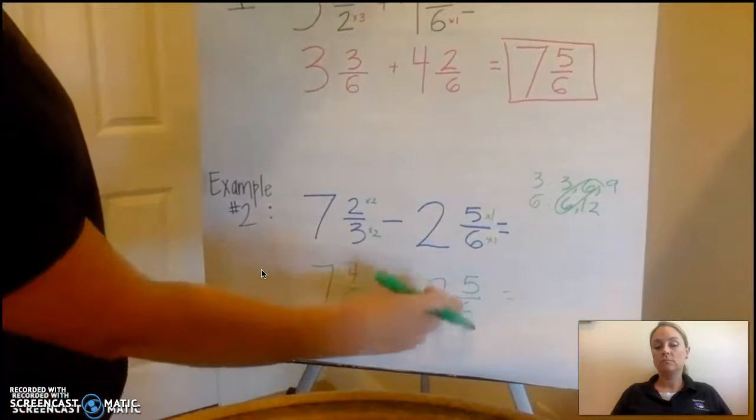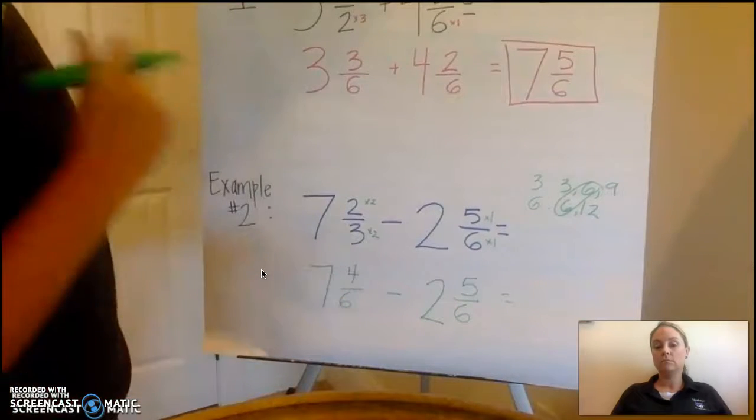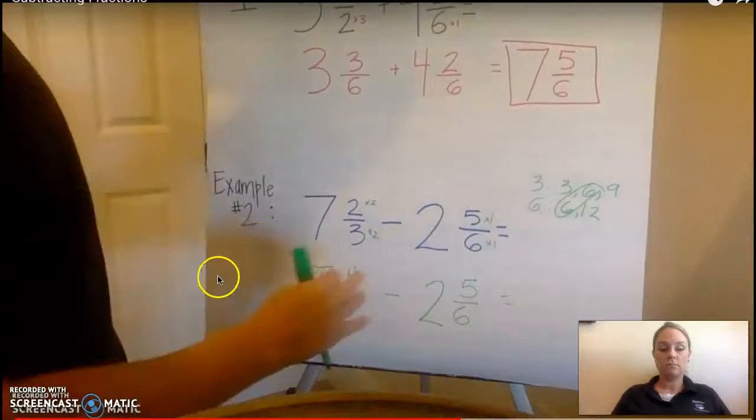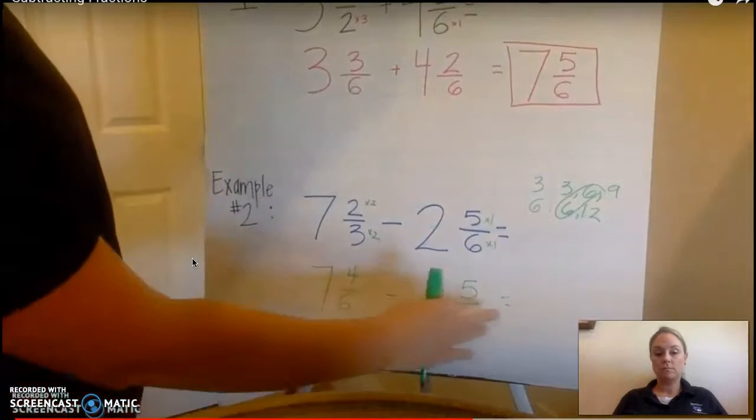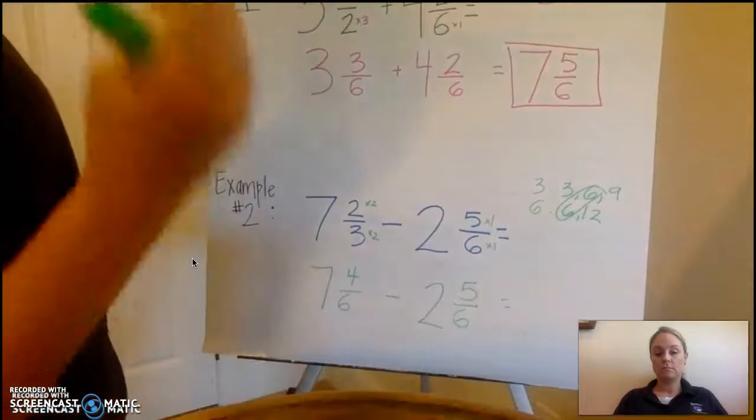I know that I cannot take 5 from 4. Okay, we learned that back in first grade. You only have 4 sixths available. You need to take 5 sixths away.